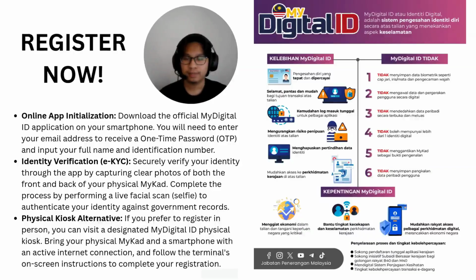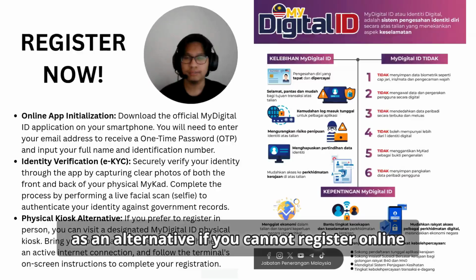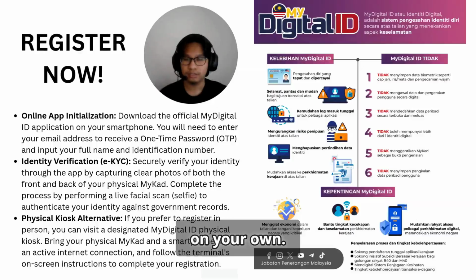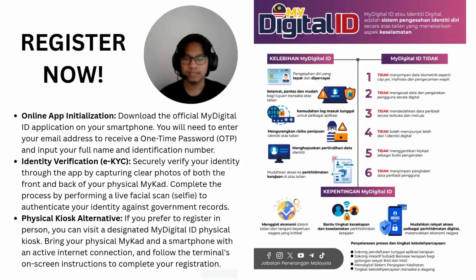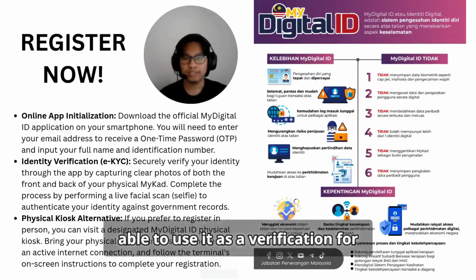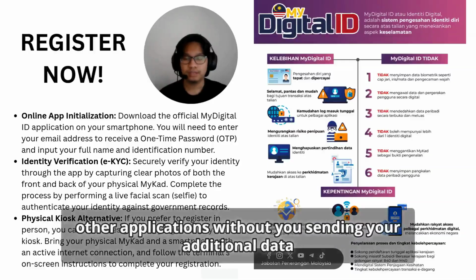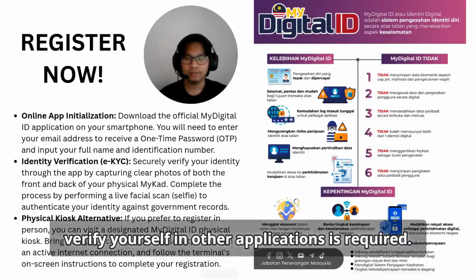You can also go to a physical kiosk as an alternative if you cannot register online on your own. They will help you to register your My Digital ID application. So once you've registered the My Digital ID, you are able to use it as a verification for other applications without sending your additional data to them. So only the required data for you to verify yourself in other applications is required.